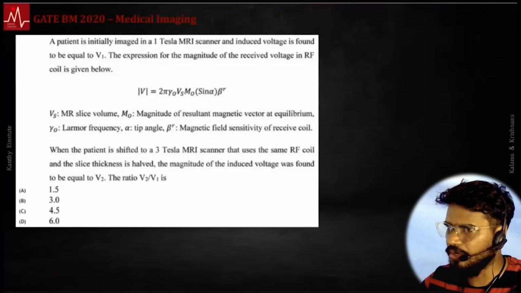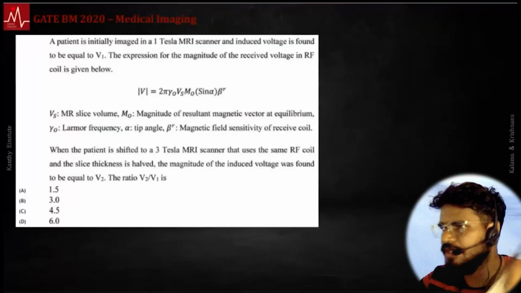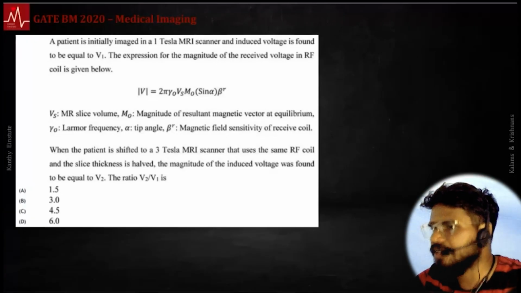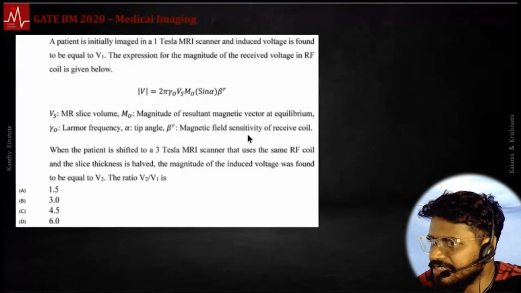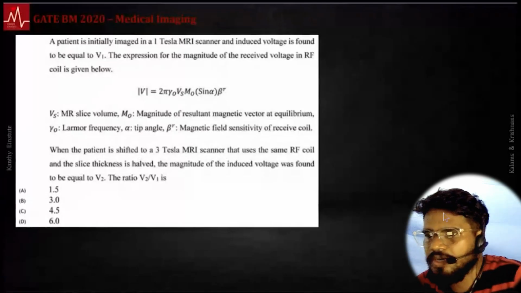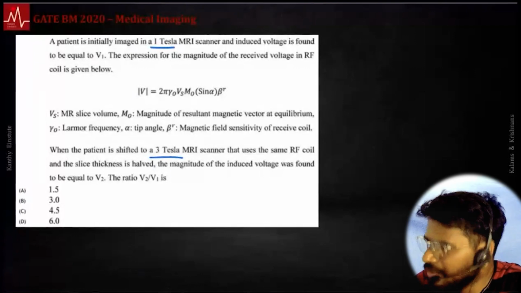Signal depends on 2 pi gamma naught. Gamma naught is Larmor frequency. And Vs is the slice volume, M naught is the magnitude of the resulting magnetic vector at equilibrium, alpha is the tip angle, and BR is like the magnetic field sensitivity of the receive coil. Shifted to a 3 Tesla machine. Initially, there is a 1 Tesla. He is shifted to 3 Tesla. That is the same coil.